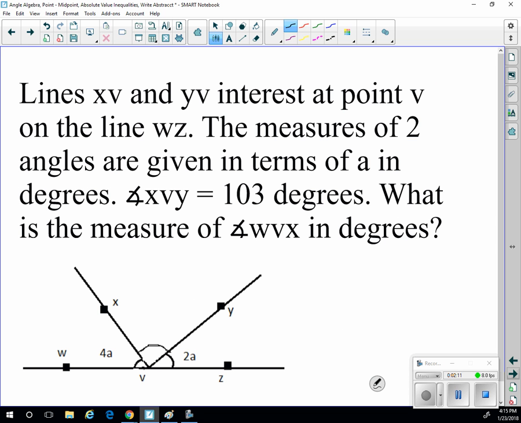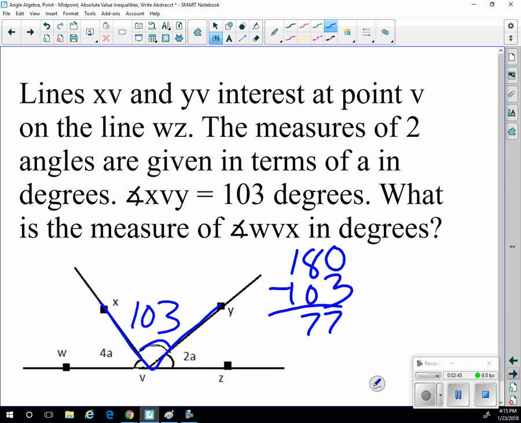Lines XV and YV intersect, whoops, that's a misspelling, at point V on the line WZ. So that means that all of those add up to 180 because they're on the line WZ. Okay, XVY. This one here, they say is 103. Well, so if I have 180 minus 103, that leaves me 77 degrees between those two.